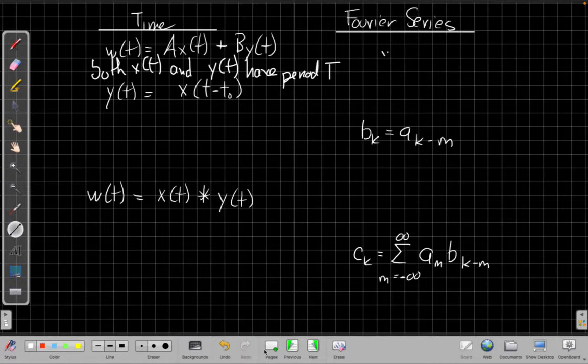Right, that's linearity, that's not working. What's wrong with it? Oh, there it is.